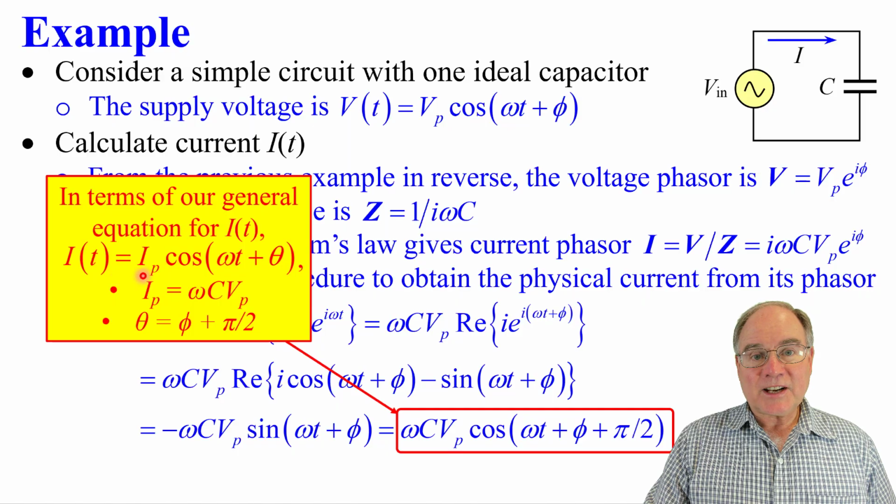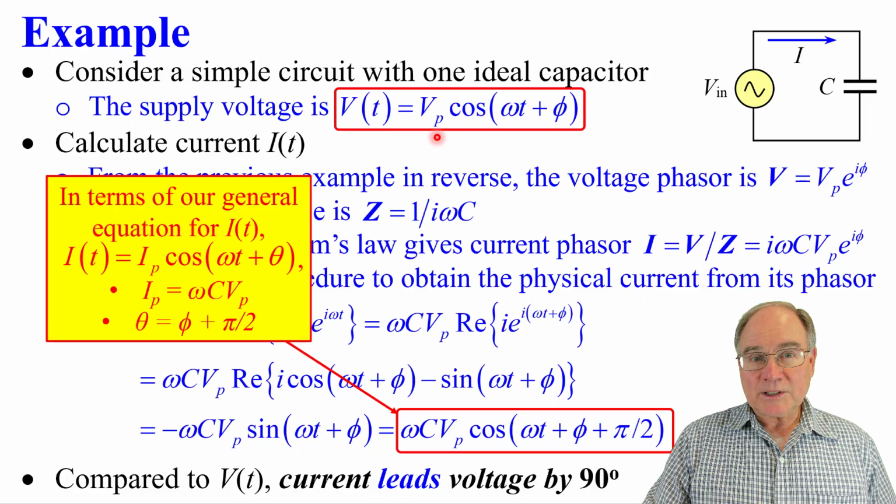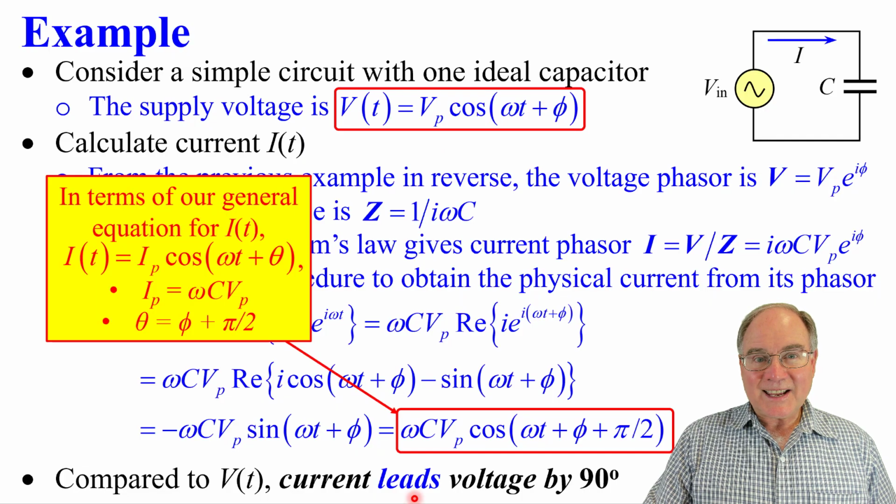In terms of our general equation for current, we see that peak current is omega C Vp, and phase shift theta is phi plus pi over 2. Compared to the original V(t) up here, we say that the current leads the voltage by a phase of pi over 2, or 90 degrees.